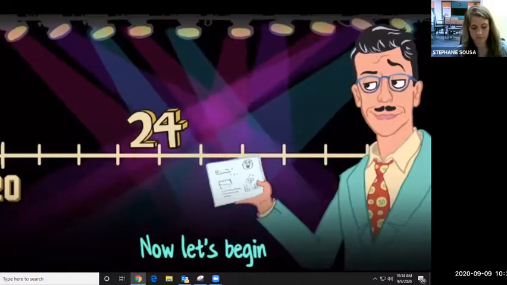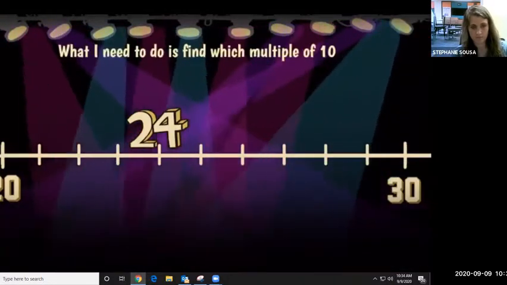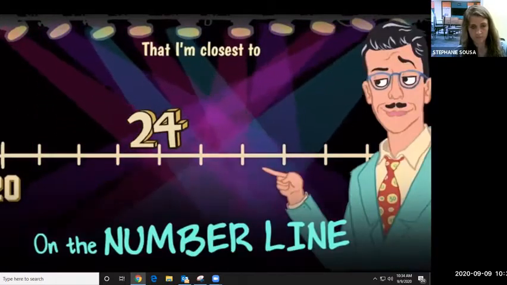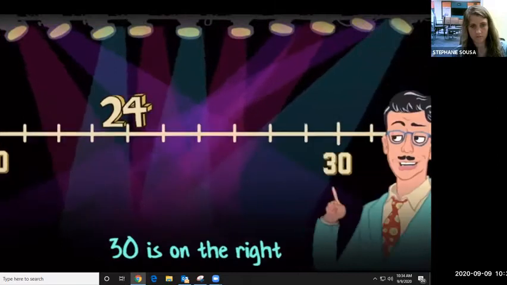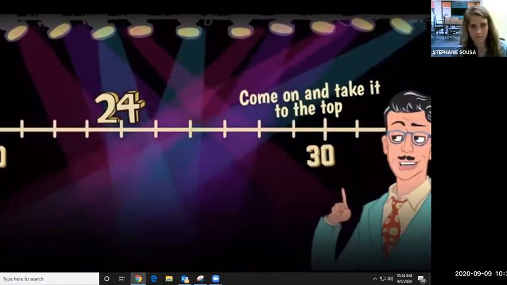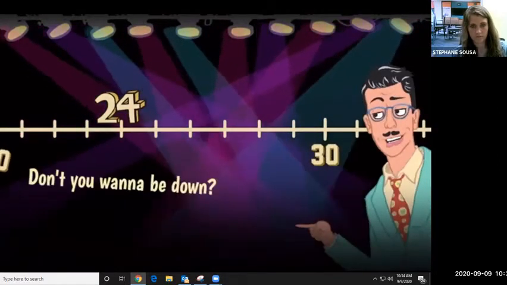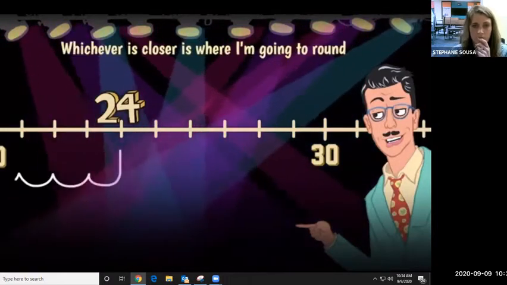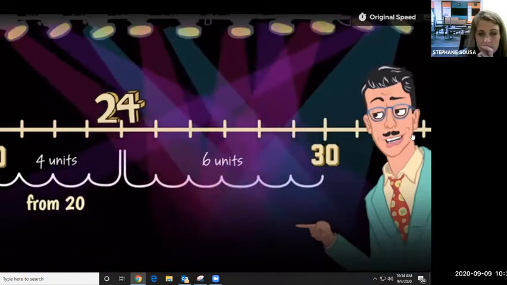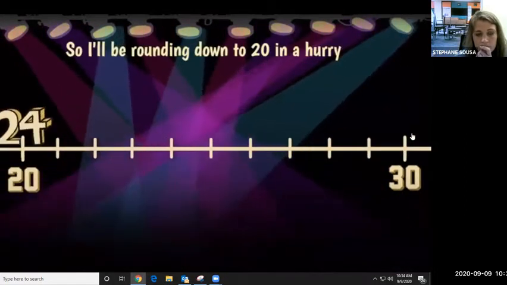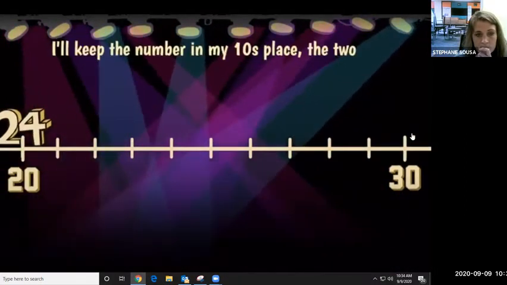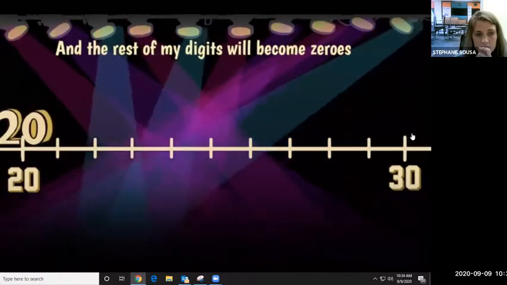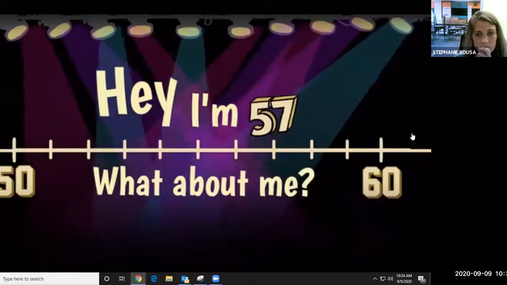Now, let's begin. What I need to do is find which multiple of 10 that I'm closest to. On the number line, let's see who we've got. 30 is on the right. Come on and take it to the top. And 20 is on the left. You wanna be down? Whichever is closer is where I'm gonna round. 4 units from 20 and 6 units from 30, so I'll be rounding down to 20 in a hurry. I'll keep the number in my tens place, the 2, we know, and the rest of my digits will become zeros.